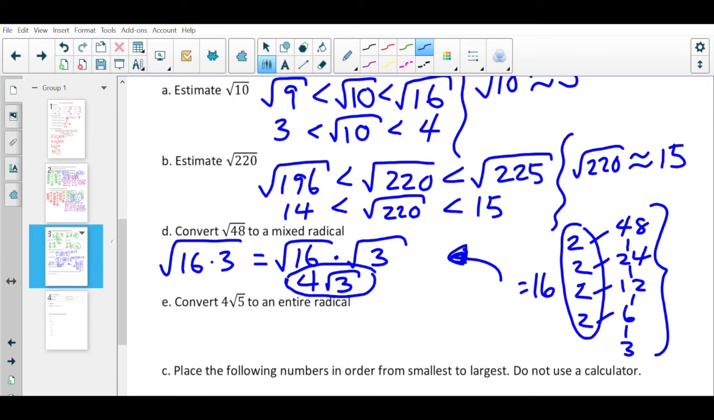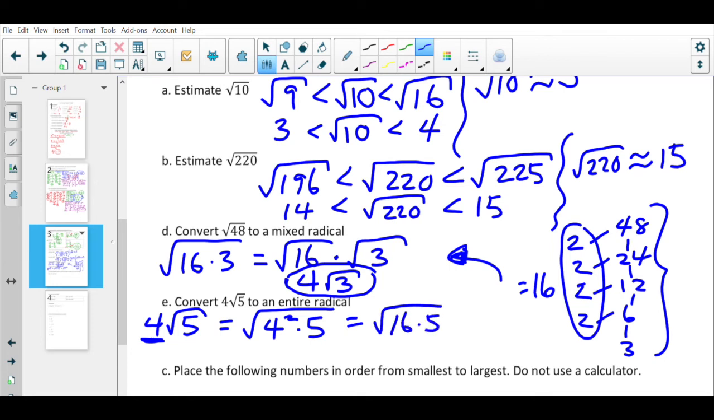Convert 4 square root of 5 to an entire radical. This time, how do we do this? Take the coefficient, which is right here, the 4, square it, and throw it under the square root sign. So we know 4 squared is 16. Exactly as I said, 4 squared times 5. And then let's simplify that. That's 16 times 5, and that equals square root of 80. Okay?